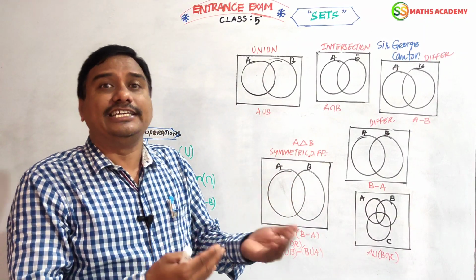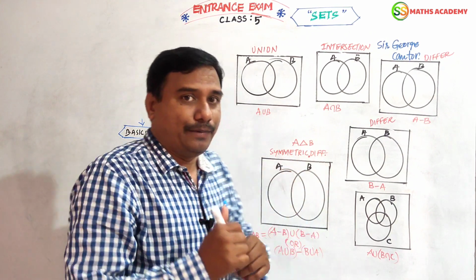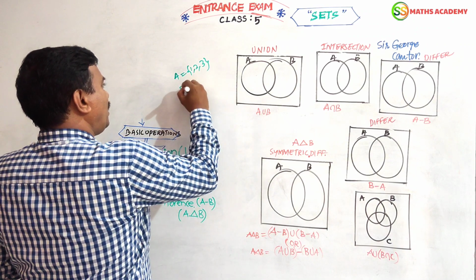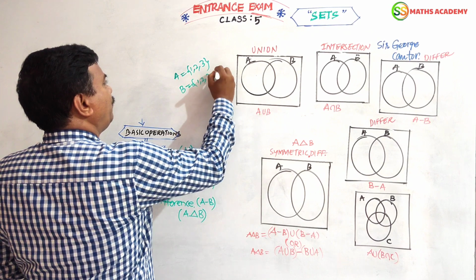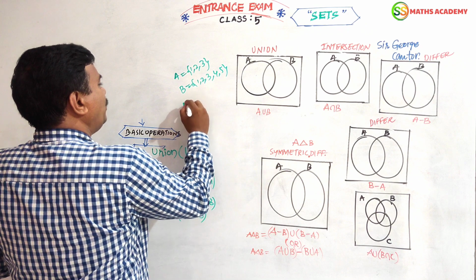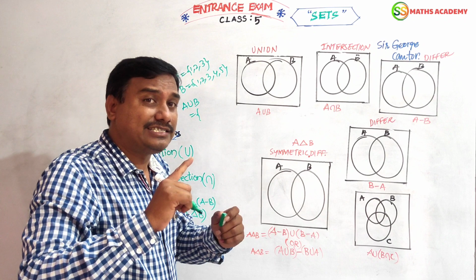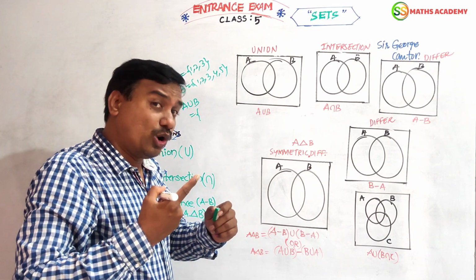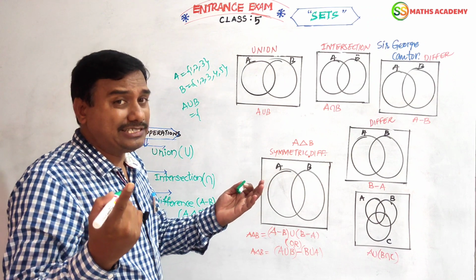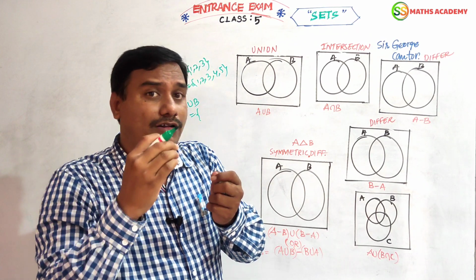We can say that the elements in A or the elements in B or both. For example, here A equals 1, 2, 3, B equals 1, 2, 3, 4, 5. Here, many formulas we should describe also. Here A union B means the elements that are in A or in B or in both.